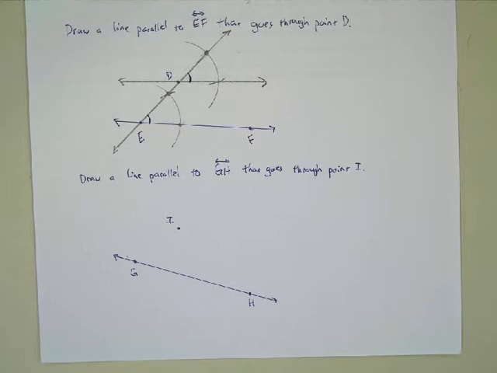I don't remember what to do next. You created an angle when you did that. So you're going to copy that angle that you just created up to I.